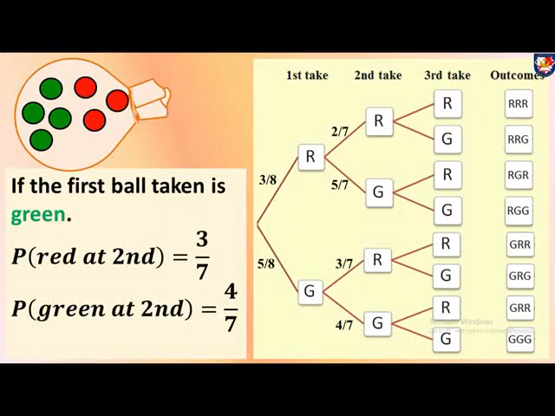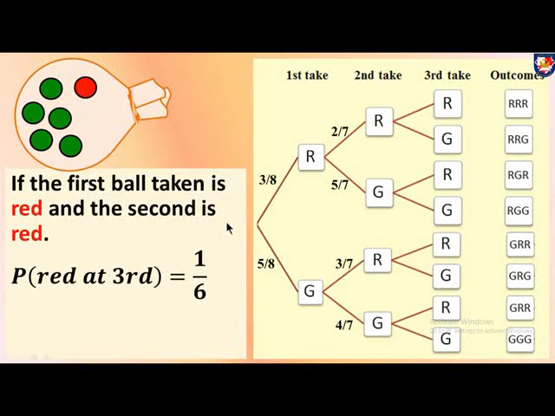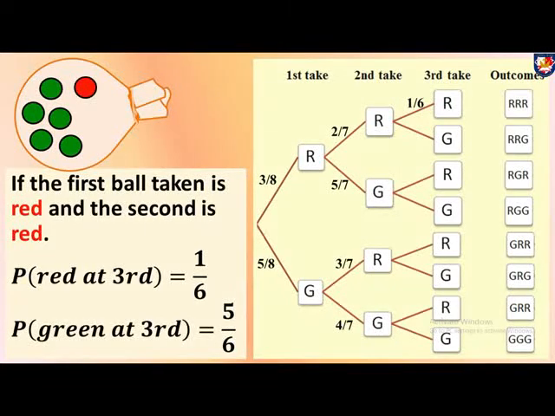And then how to find the probability of the third? Here, it is the probability after getting red at the first and another red at the second. So we take red at the first and another red at the second. Now we're going to find the probability here. The probability of getting red at the third is 1 per 6 because there is 1 red ball out of 6 balls here. So you write 1 per 6 here. And the probability of getting green at the third is 5 per 6 because there are 5 green balls out of 6 balls here. So you write 5 per 6 here.